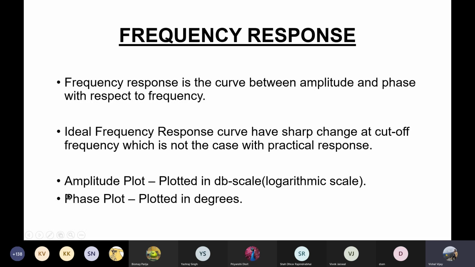The frequency response is divided into two parts: the amplitude plot and the phase plot. The amplitude plot is plotted in dB scale. The dB scale is a logarithmic scale in which we take the amplitude in logarithm, and the phase plot is plotted in degrees. All right, but the frequency will be in hertz.